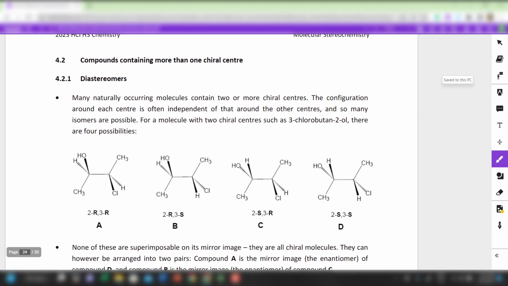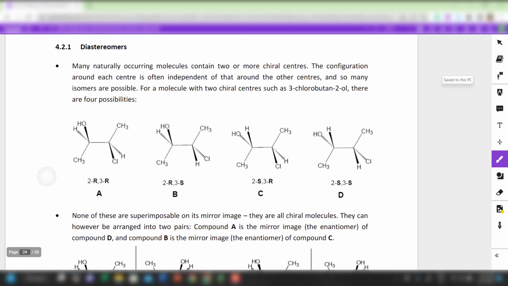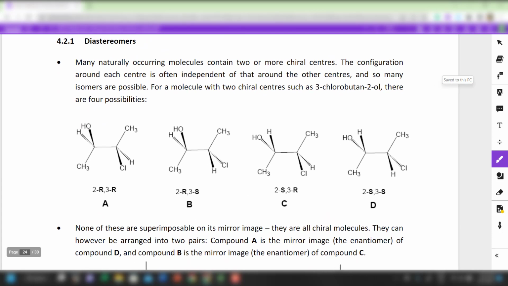4.2, compounds containing more than one chiral center. So we have diastereomers. Diastereomers is not something that is extremely new, except that in H2 we do not emphasize this particular term. Diastereomers basically means, we'll use an example, compound A and B. They are not an enantiomeric pair, but they are still stereoisomers of one another.